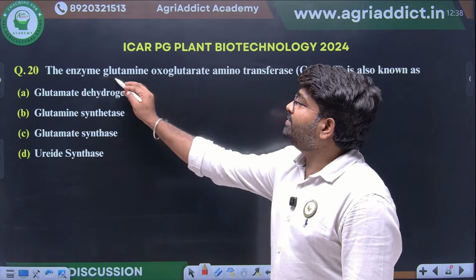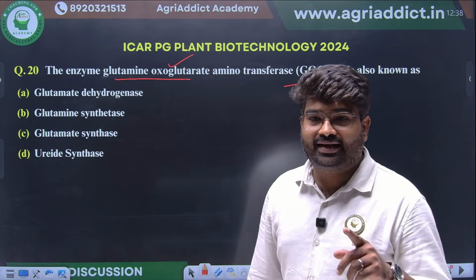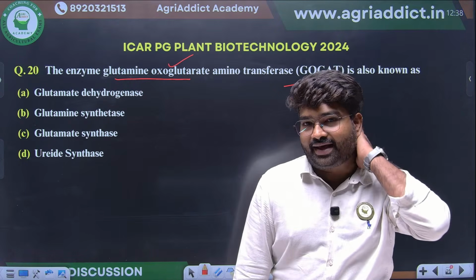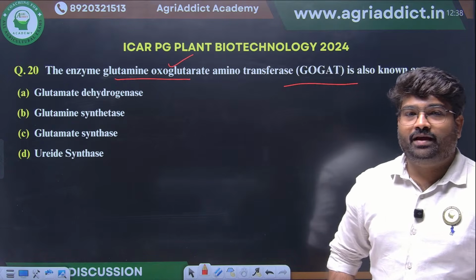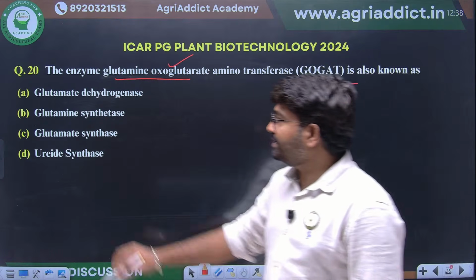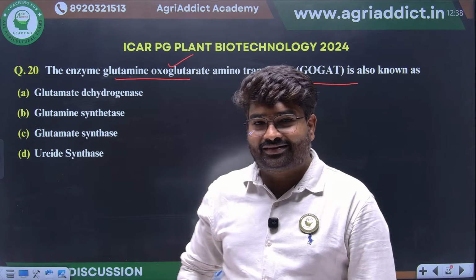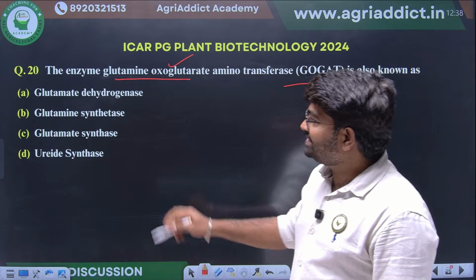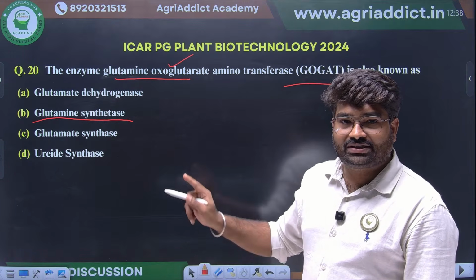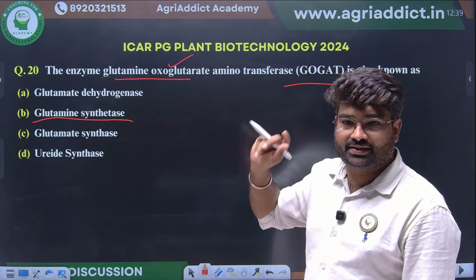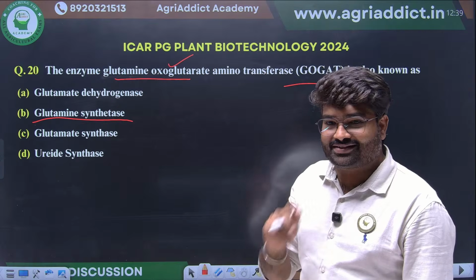Next, about the enzyme they are asking: what is the other name of the GOGAT enzyme? This I have told clearly in the class. What is the other name for glutamine oxoglutarate aminotransferase, the GOGAT enzyme? Anyone can explain? Yes, excellent. Glutamine... B. Read the question properly. Whether it is a glutamine synthetase? Observe the question: glutamine oxoglutarate aminotransferase. Yes, C will be the right option.